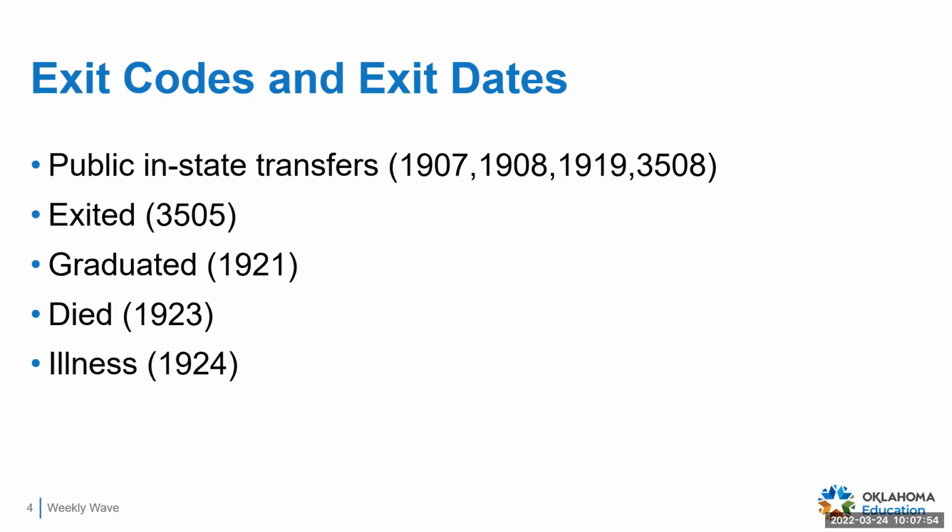If they've graduated, you're always going to use 1921. If they passed away, 1923. And for illness, it's going to be 1924.